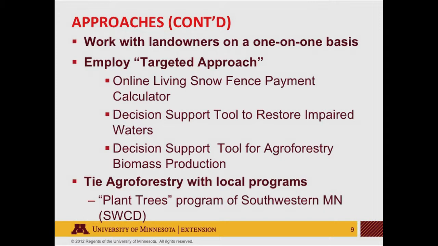We have this decision support tool to restore impaired waters. So we are looking at a specific watershed in southern Minnesota, setting up different agroforestry practices there as a way to target management of that watershed using agroforestry practices. Also, somewhere in southwestern Minnesota, they have a program called Plant Trees. So it is also necessary to tie agroforestry with local programs.